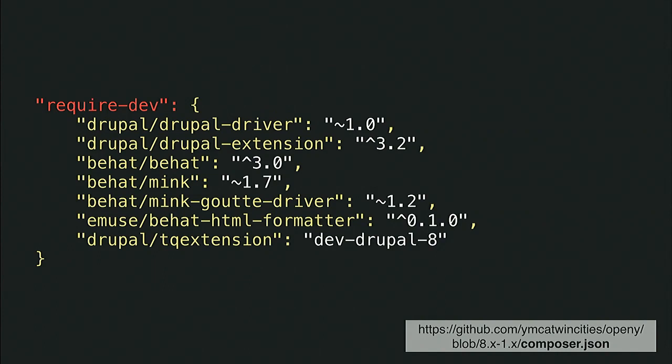So we are using Composer in order to add Behat to your projects or to your distros. You have to add the Drupal driver, Drupal extension, Behat, Mink, and Goutte driver, but the last two are not required, they are optional. The first one just generates really cool reports. I will show them a little bit later. And the last one contains a few cool features that are not available in the Drupal extension by default. So in case you're using Behat, take a look at this.